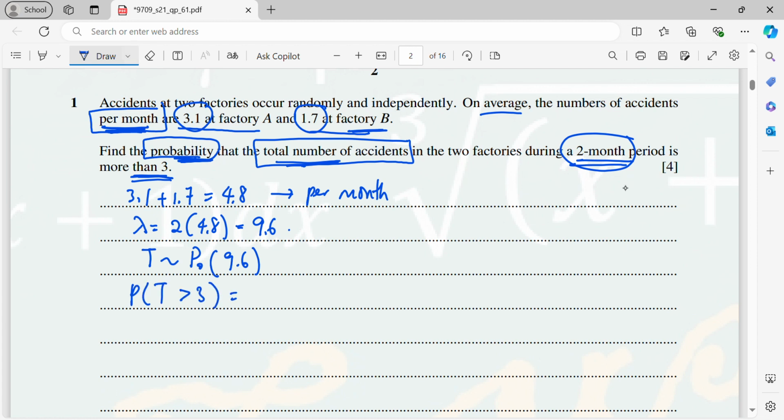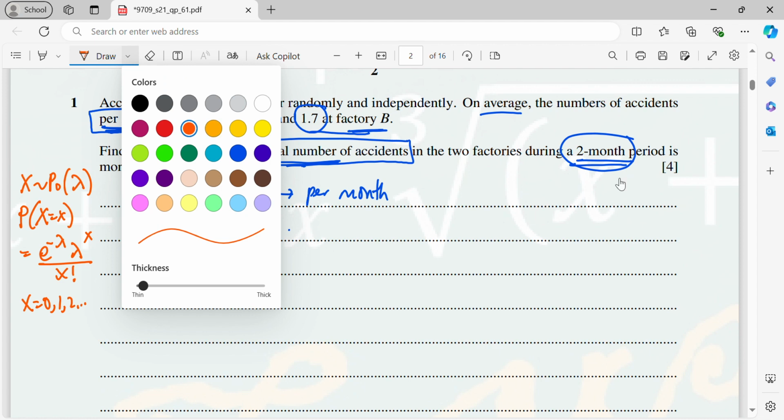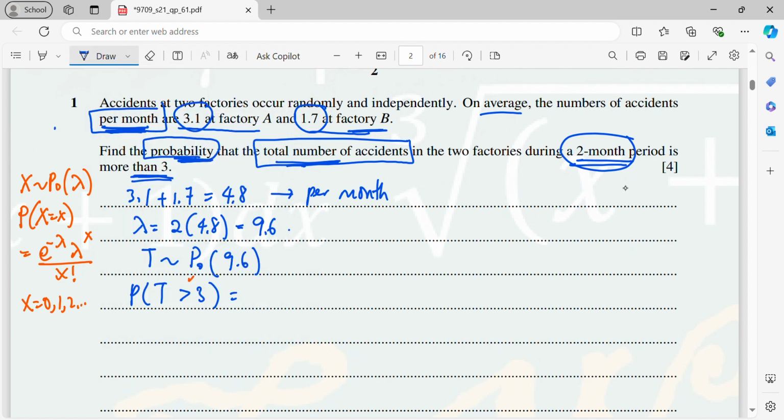Now for the Poisson distribution, X is Poisson distributed with mean lambda. The probability of X equals x is e to the minus lambda, you can write lambda or mu, times lambda to the power x over x factorial, where x will be from 0, 1, 2 until infinity. So now this is greater than 3. Greater than 3 is basically 4, 5, 6 and onwards. So we do not know when to stop.